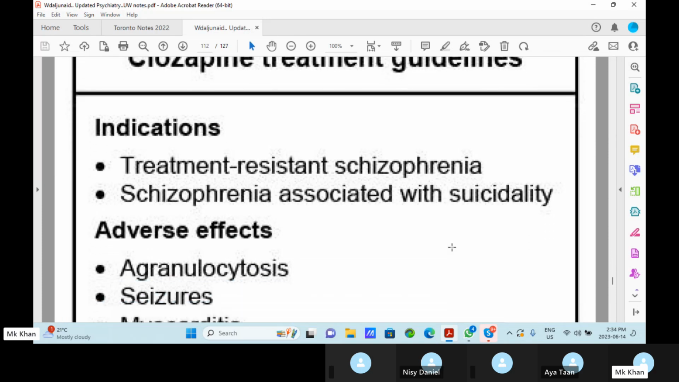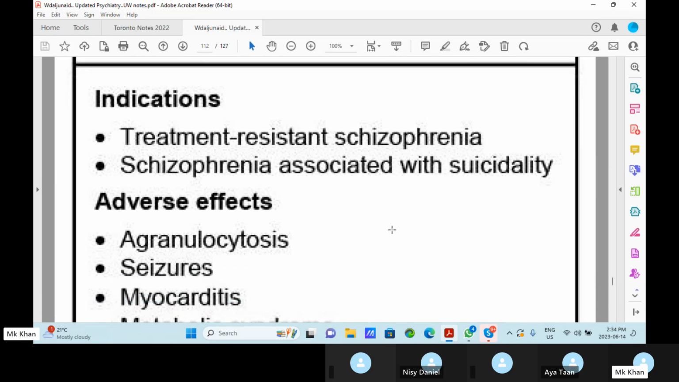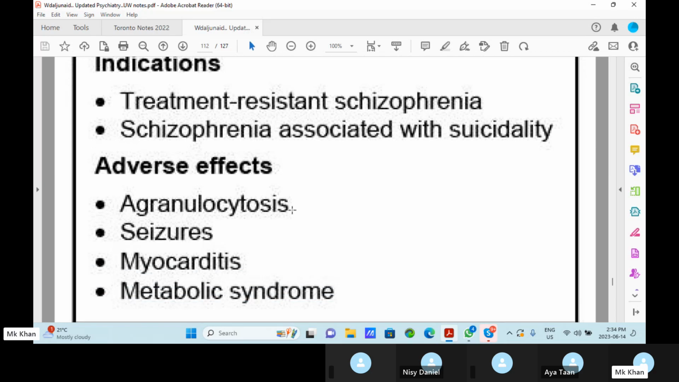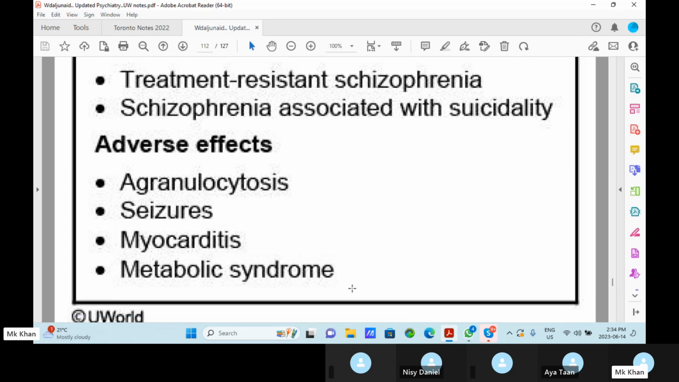And clozapine treatment guidelines: it is used in treatment-resistant schizophrenia and schizophrenia associated with suicide, and the adverse effects are agranulocytosis. That's why we are monitoring the CBC, and then seizures, myocarditis, and metabolic syndrome.